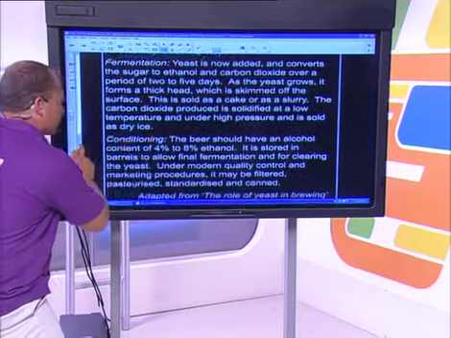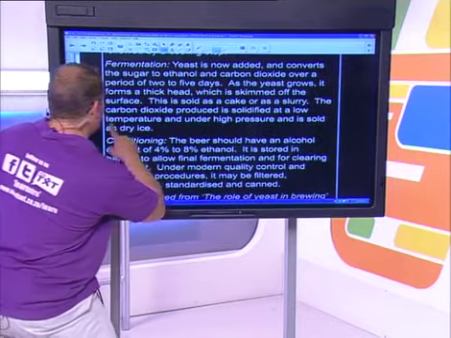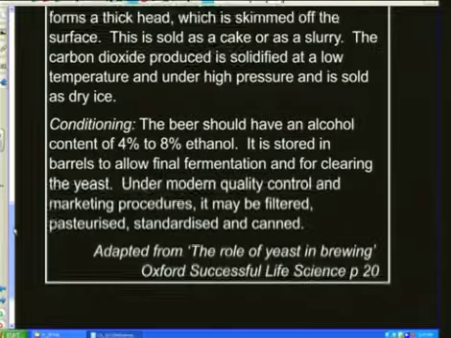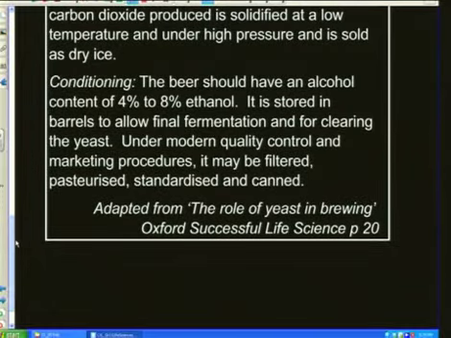Carbon dioxide, right? And it becomes dry. You put it aside, and it becomes cool. Now, what we do is conditioning. The beer should have an alcohol content of 4% to 8%. Ethanol, okay? That is exactly what they make. So it's got to have alcohol, and ethanol is the alcohol.